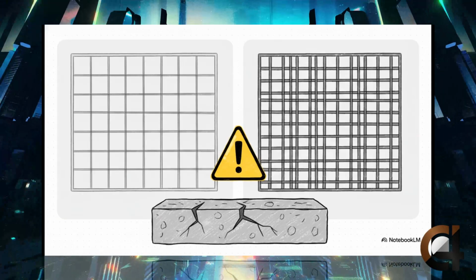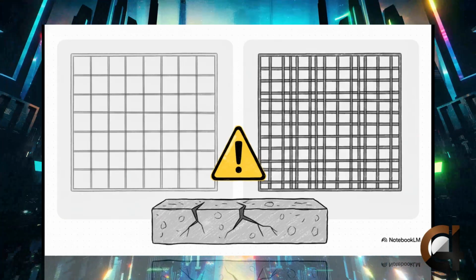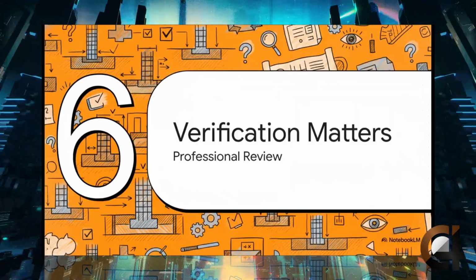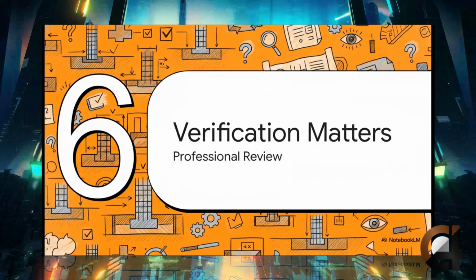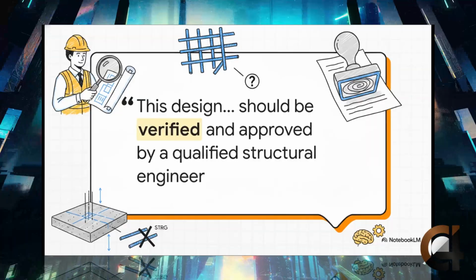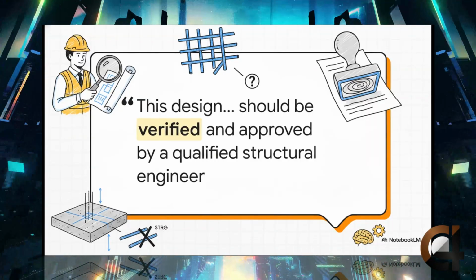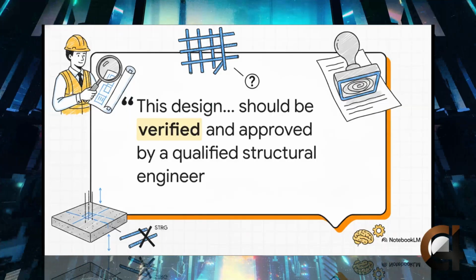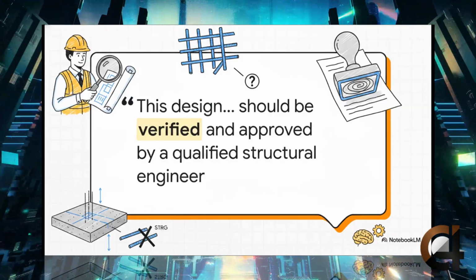If a builder just blindly followed one box without checking the other, the structural integrity of the entire building could be compromised. Which perfectly leads us to Section 6, Why Professional Verification Matters. We just spotted some really serious contradictions, which illustrates exactly why we can never, ever take technical diagrams at pure face value, no matter how official they look.